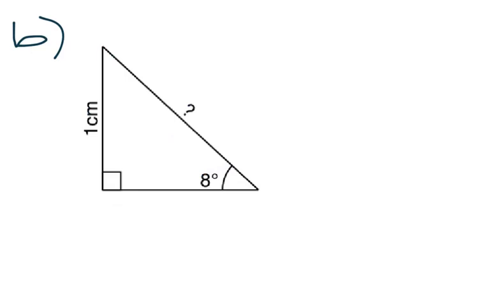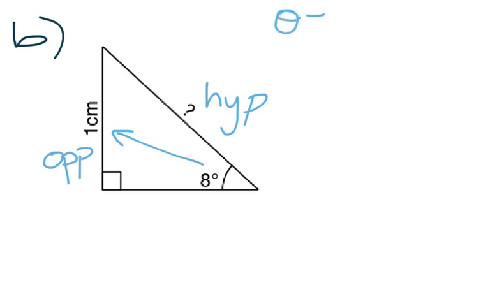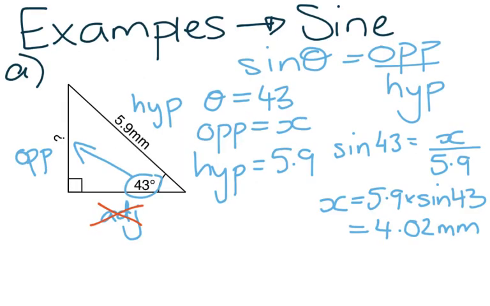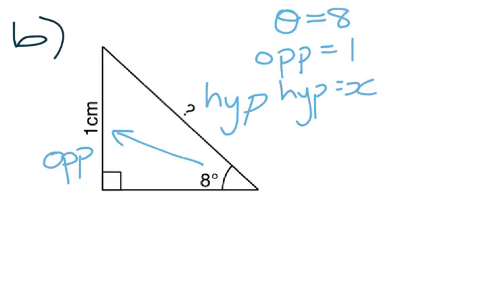Our second example for sine. Again, label our sides. We've got the opposite. We don't know the hypotenuse, and we have the angle. Again, we can label the adjacent, but there's no information on the adjacent, so we're not going to use it. So then we write down what we know. The angle is 8, the opposite is 1, and the hypotenuse this time is x because we don't know what that is. Now we had our formula on the previous page, and we just substitute in what we know. So sine of 8 is equal to the opposite, which is 1, over x at the bottom.